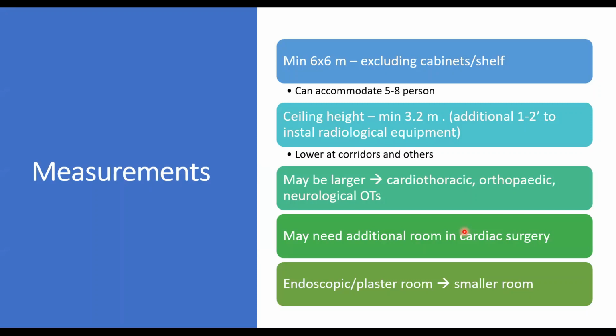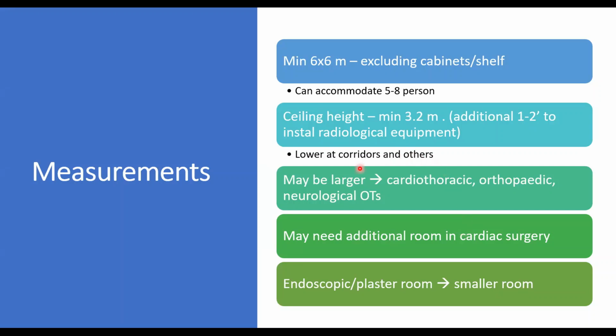Okay, what are the measurements of the operating theater? The minimum requirement in the book is 6 by 6 meters, excluding any shaft or cabinet, which you must exclude. It is a 6 by 6 area, which can accommodate 5 to 8 persons. The ceiling height is a minimum of 3.2 meters. If you plan to install radiological equipment, you must have a higher ceiling. But the ceiling could be lower at the corridor and other places.